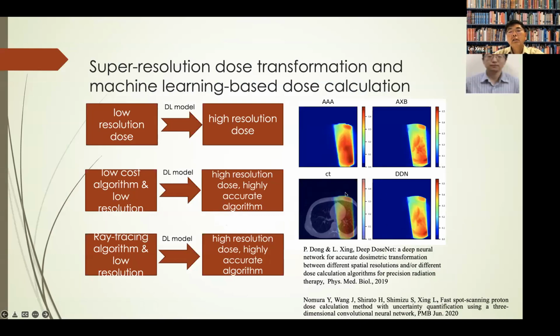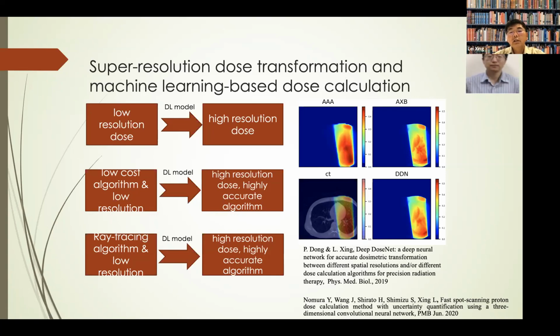I said we have a physical model to model the interaction between the high energy X-ray or high energy proton interaction with the tissue. But this calculation is very accurate. It's basically as accurate as the actual measurement. However, it takes a long time to calculate, okay? Because it's so-called the Monte Carlo calculation. It takes a long time to calculate.